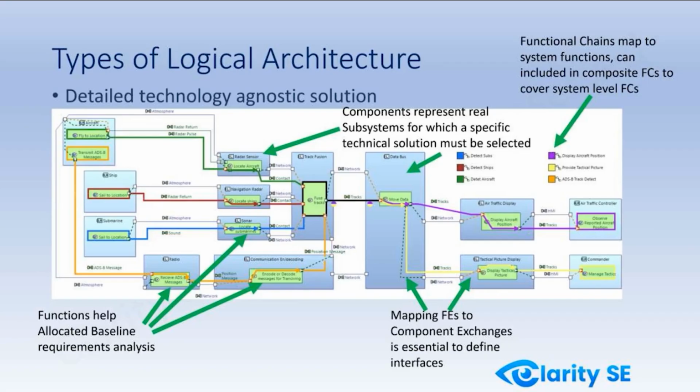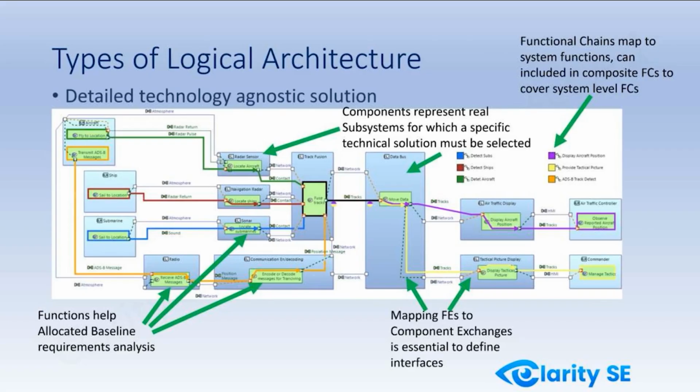We can see that there's a track fusion system and a comms system that are working together, and then we have a data bus, and then we've got an air traffic display, and we've got a tactical picture display as well. All these different bits and pieces you might be able to analyze and understand and deal with in the logical architecture layer, but you haven't decided on which radar, which sonar, which data bus, or who's going to build the consoles that people need to sit in front of. None of that is defined here.